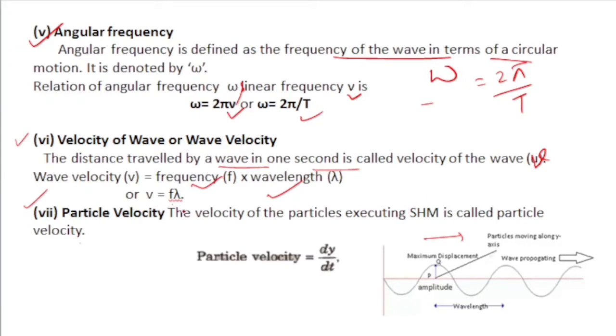But what do you mean by particle velocity? The particles vibrate about their mean position, and during their vibration there is maximum velocity at the mean position and minimum velocity at the extreme position. So this velocity is changing, or variable. Particle velocity is variable, equal to dy by dt. The velocity of the particles executing simple harmonic motion is called particle velocity. One thing you must remember is that wave velocity is constant and particle velocity is variable.